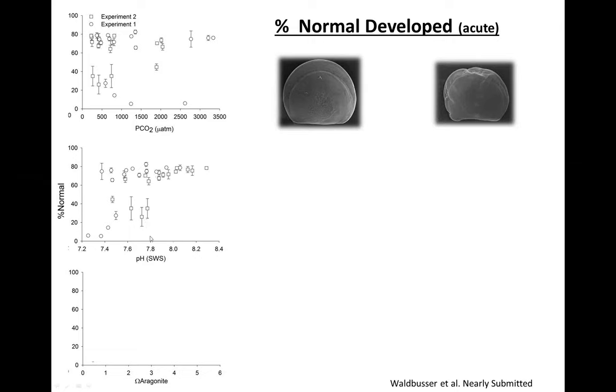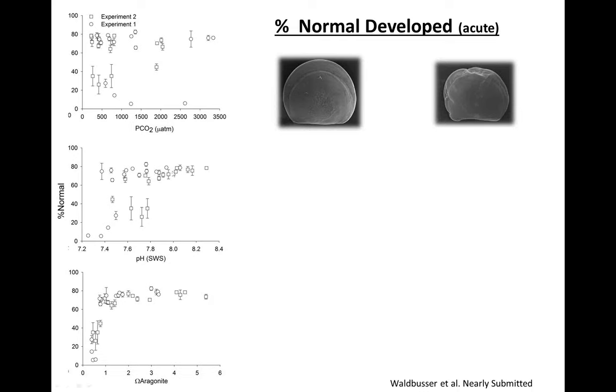But then if we plot the percent normal versus saturation state, you'll see a very strong relationship that, soon before you reach undersaturation, starts to curve and decrease. And so as we approach and go undersaturated with respect to aragonite, you see a sharp decrease in the percent normal developed.